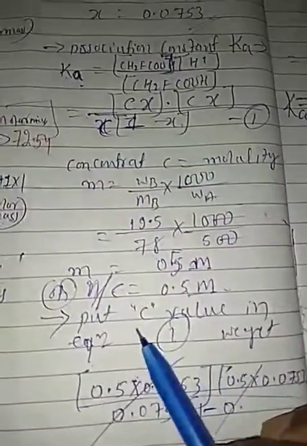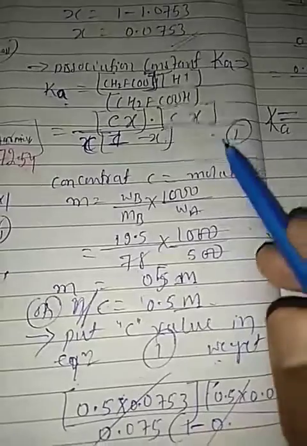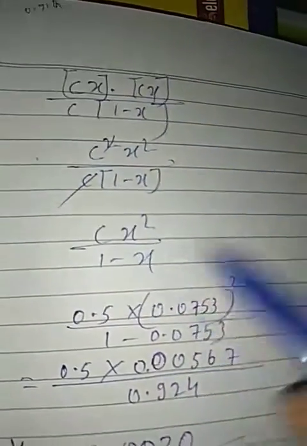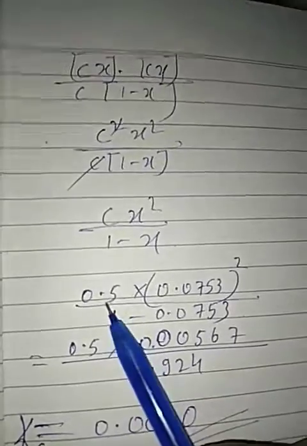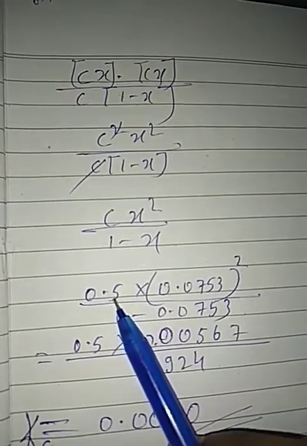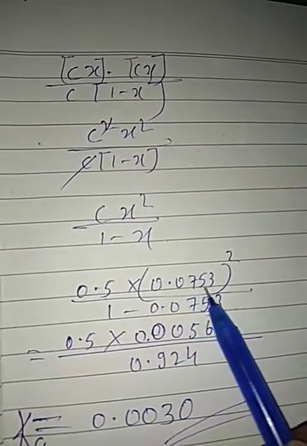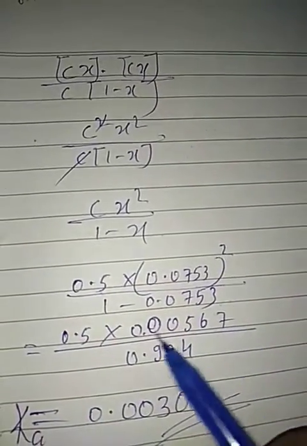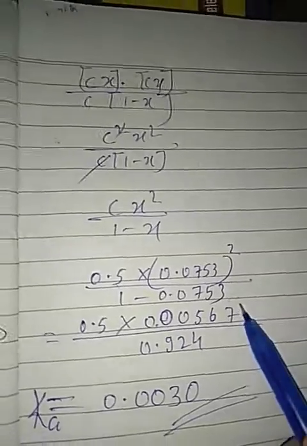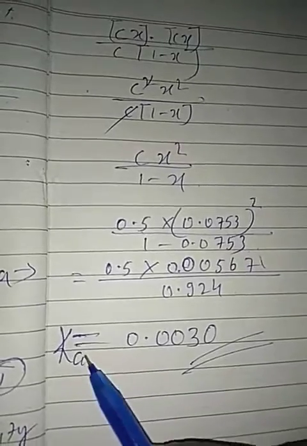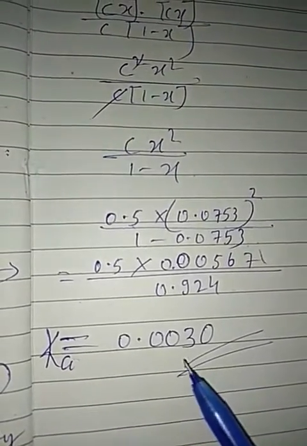So I am putting the C value in equation 1. In equation 1 we got Cx into Cx over C into 1 minus x, which is C squared x squared over C into 1 minus x, where C gets cancelled. So C is the number of moles, 0.5 moles. So that is 0.5 into 0.0753 whole squared, over 1 minus 0.0753. Multiplying 0.5 by it, we got 0.0567. Right, students? Afterwards, 0.0567 divided by 0.924, we got the dissociation constant of the weak acid as 0.0030.